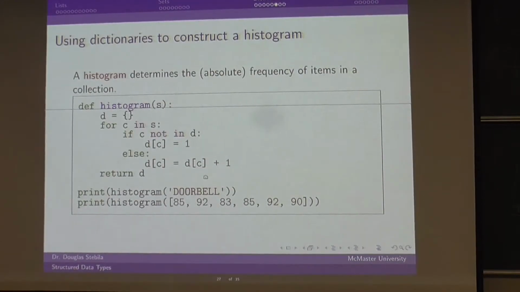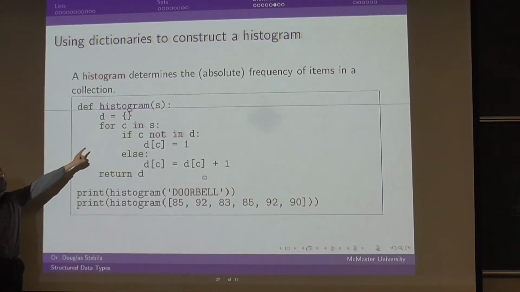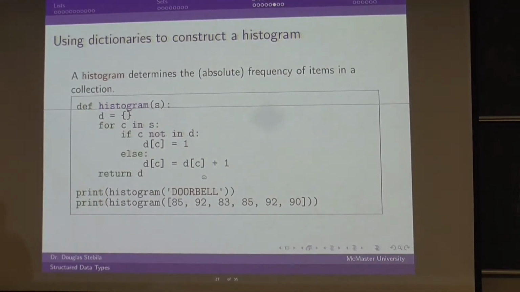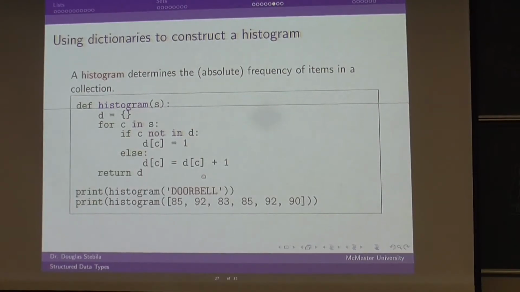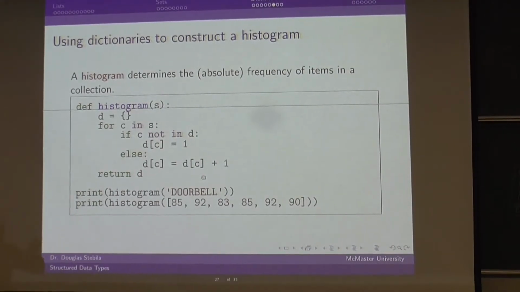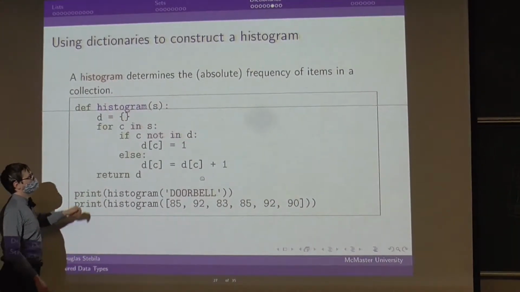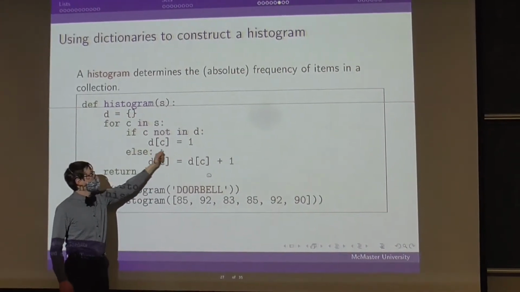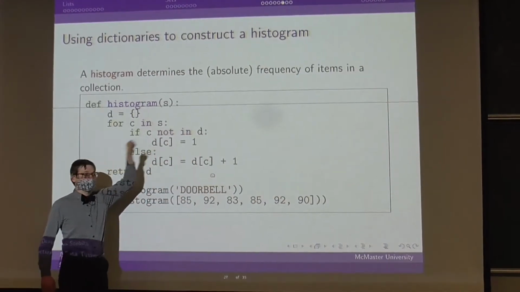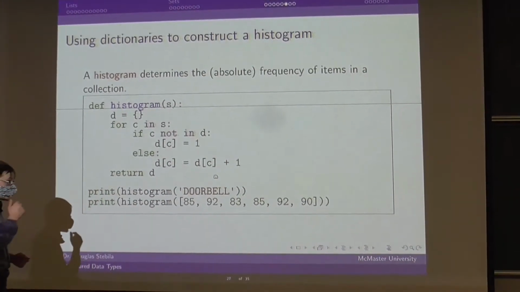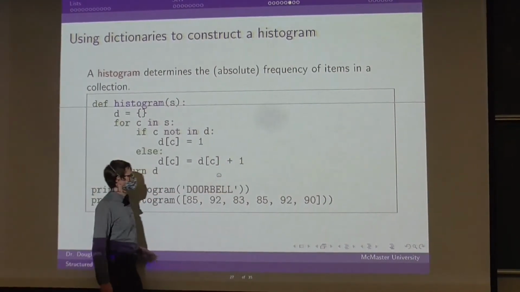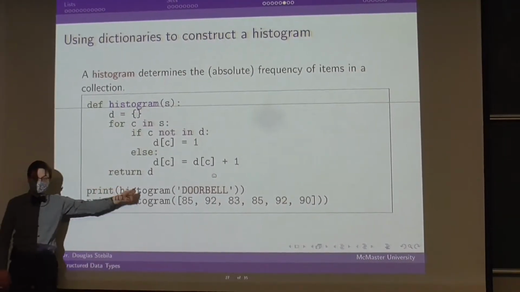So this is the histogram algorithm. We declare an empty dictionary. For each character in the string, pretend all of these are strings for a moment, even though it's Python, so they're not necessarily strings, but we'll pretend that they're strings for now. For character in string, if the character is not in the dictionary, we put it in the dictionary and give it the value 1. If it is in the dictionary, we take it and we add 1 to it. When we have finished all of that, we return the dictionary.